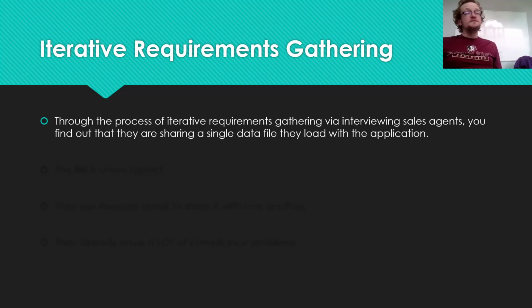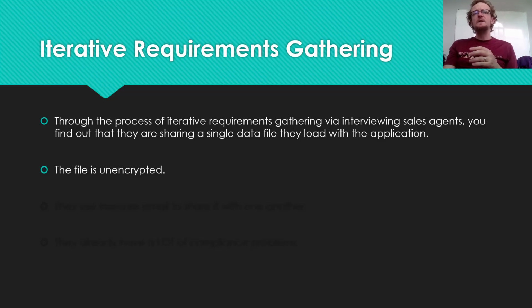So in the process of iterative requirements gathering, you could find out things about how the users actually utilize the system. In this case, for example, you might find out that the users are actually sharing all of this data with a single data file. So they're using something like Microsoft Access, for example, that is effectively a glorified spreadsheet, and people share the spreadsheet around every other day of the week or something like that, and they load the spreadsheet with Access or with some homegrown system.